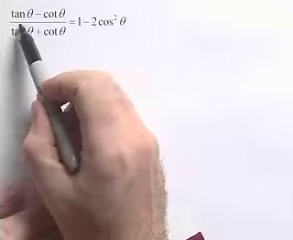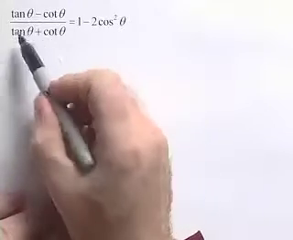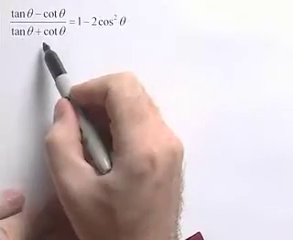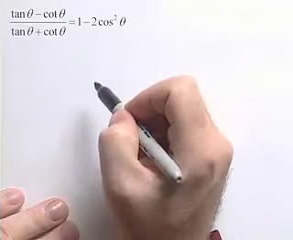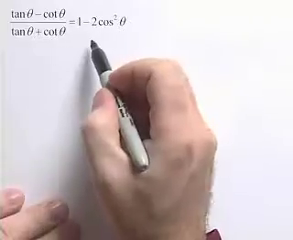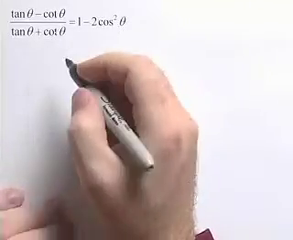In this problem, we're going to, again, verify a trigonometric identity. We want to show that tangent of theta minus cotangent of theta divided by tangent of theta plus cotangent of theta is equal to 1 minus 2 cosine squared theta. We can start with either side. We're again going to just start with the left-hand side.